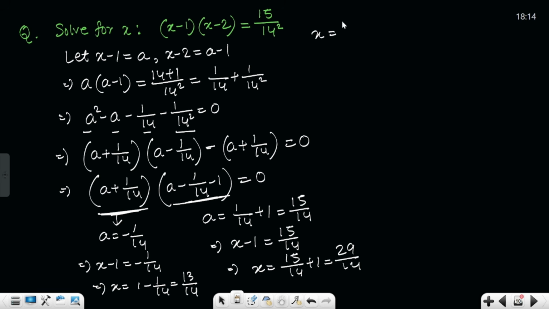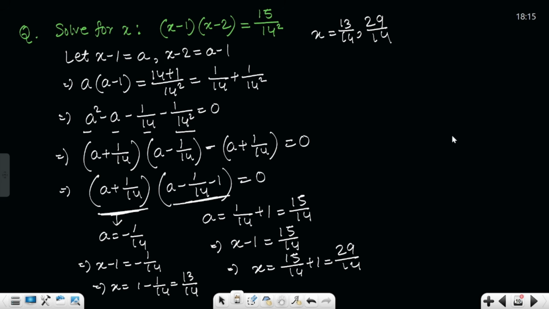x equal to 13 by 14. And the second solution is 29 by 14. Okay, clear? I hope this is clear to you.